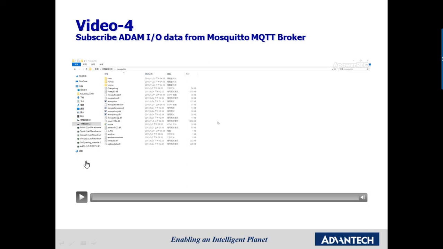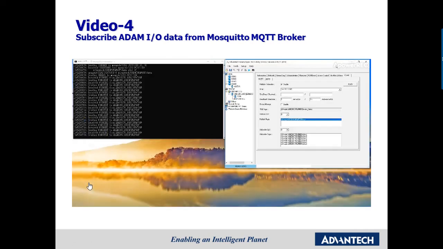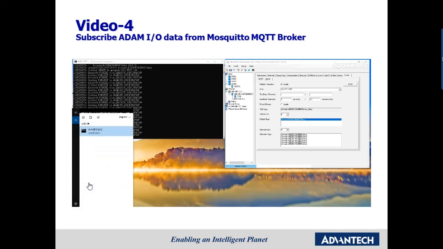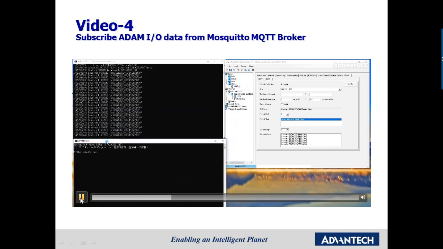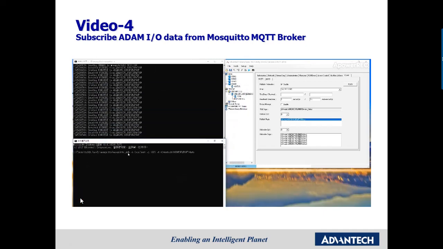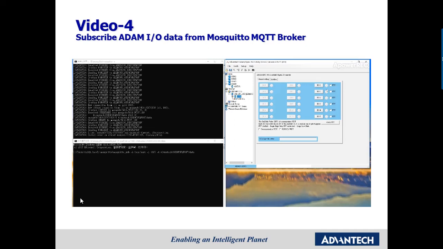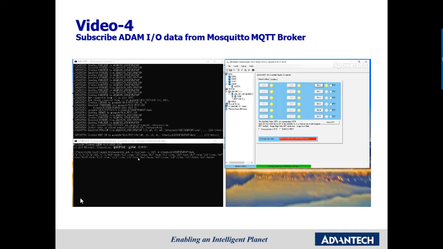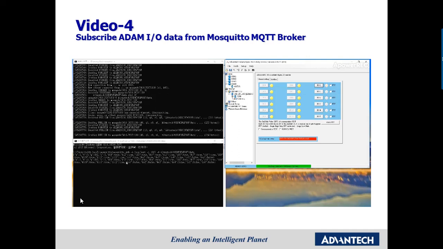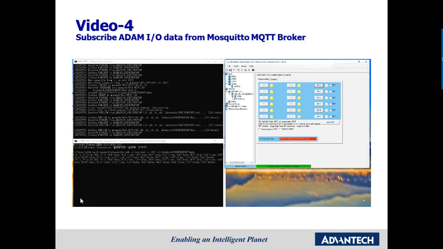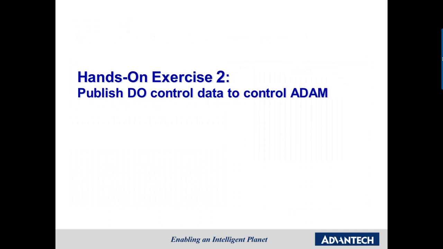Here is another video clip for subscribing ADAM's I/O data from Mosquitto MQTT Broker. We open a command line to run the Mosquitto-sub program. Enter the topic we want to subscribe. After we run it, we will see that the broker received the subscription from this program. And when the I/O channel of ADAM changed, this program will receive the I/O data because we already subscribed to this topic.